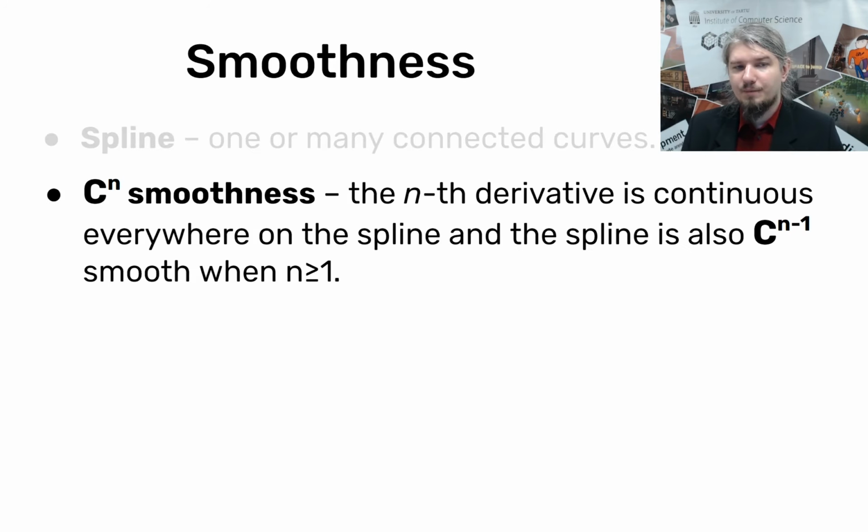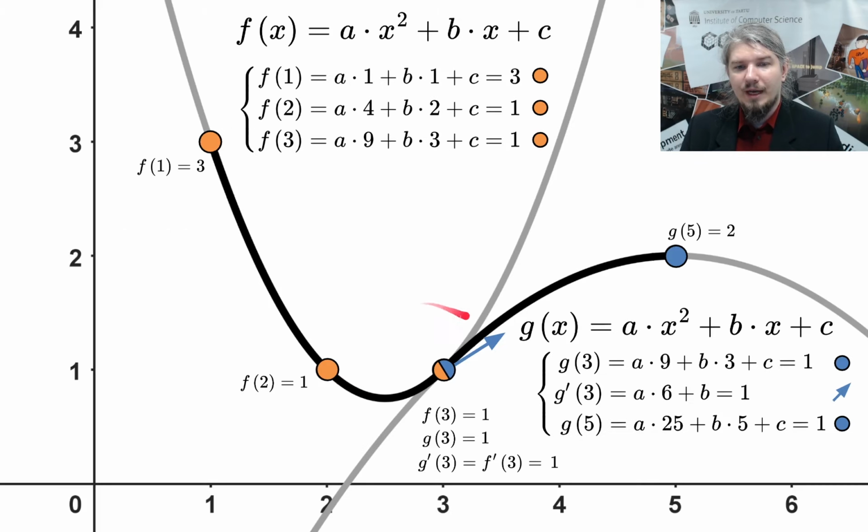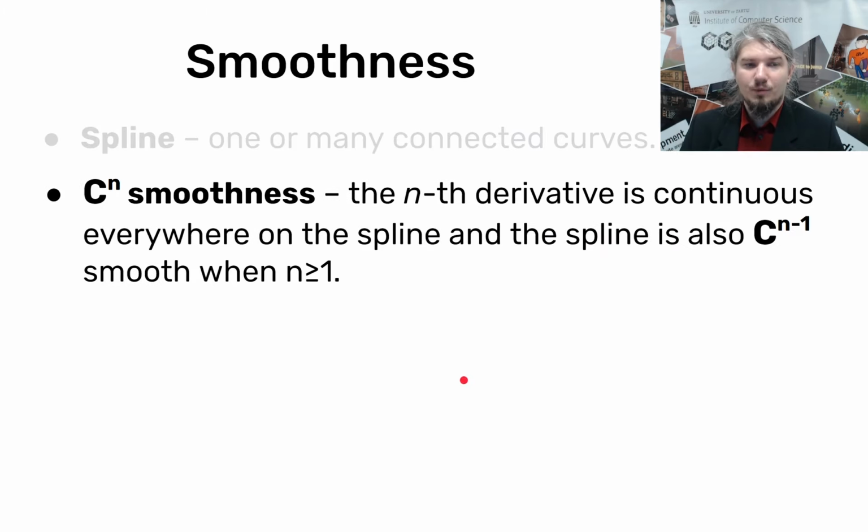Now splines have this property called Cn smoothness. So this says that the nth derivative is continuous everywhere on that spline, and that spline is also Cn-1 when n is more than 1. We'll see examples of this later on, but if we have this smooth transition here, this means that the first derivative is continuous, doesn't have gaps, or the spline doesn't change the direction very suddenly. It doesn't have a corner there, so that would be a C1 spline.